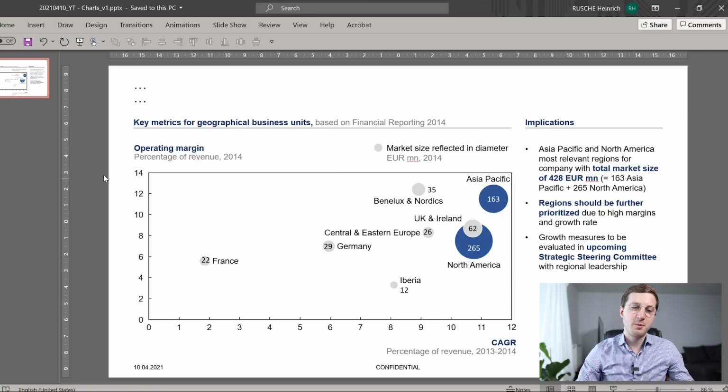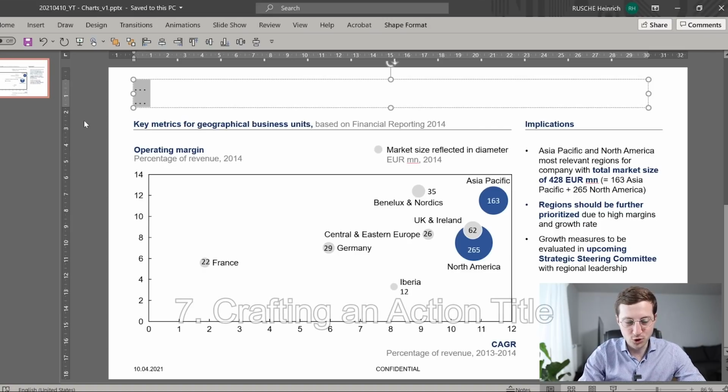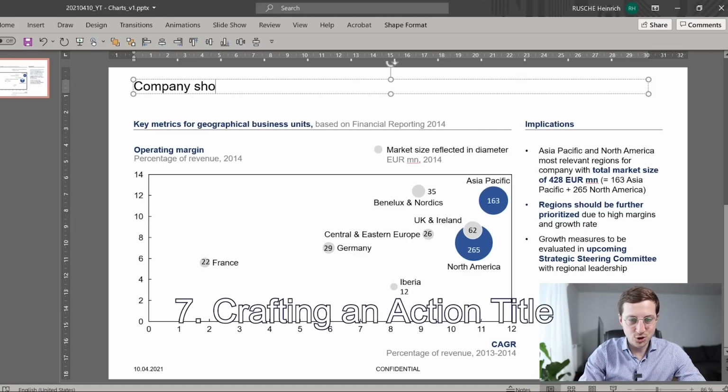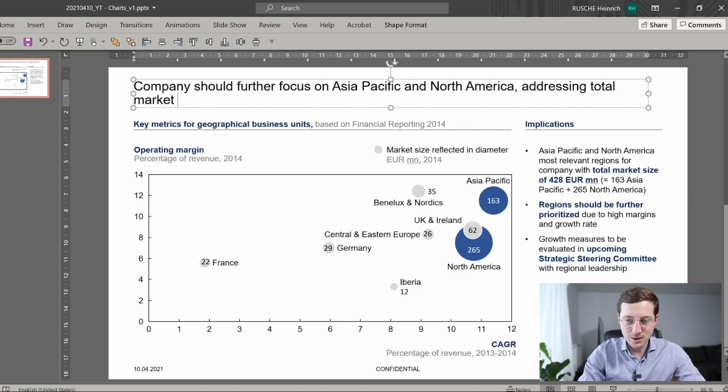Let's now finalize this by creating another key element of this page, and this is of course the action title. Here again I created an extensive video on action titles in the past on my channel. I will link it above here, check it out. So I will now not go into too much detail on what the action title is all about and what should be included here. But for instance, we could write something like company should further focus on Asia Pacific and North America, addressing total market of 428 million.